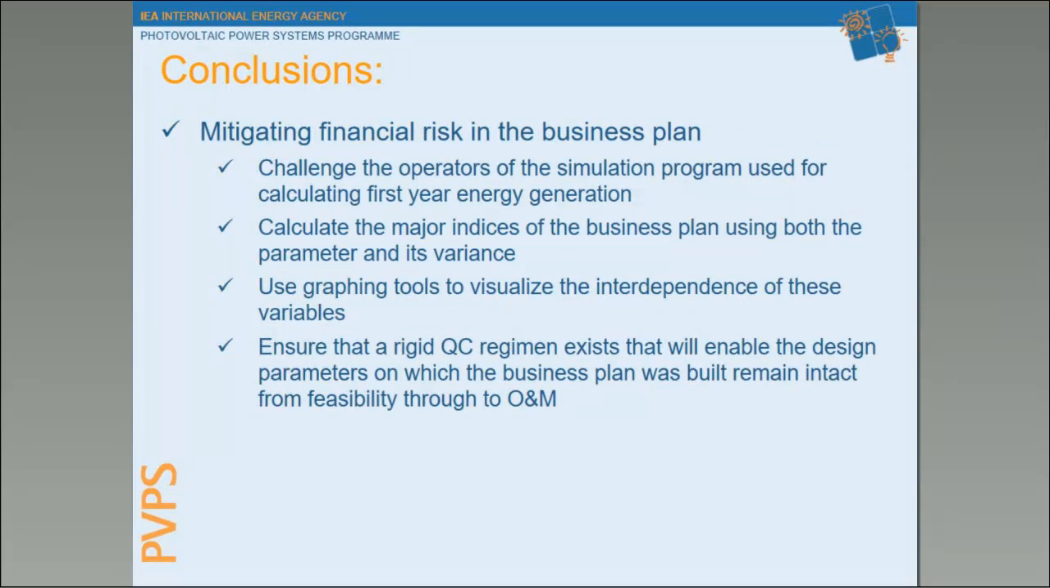And we have mitigated the financial risk in the business plan by challenging the operators of the simulation program used for calculating first-year energy generation, calculating the major indices of the business plan using both the parameter and its variance, using graphing tools to visualize the interdependence of these variables, and ensuring that a rigid quality control regimen exists that will enable the design parameters on which the business plan was built to remain intact from feasibility through to the O&M.